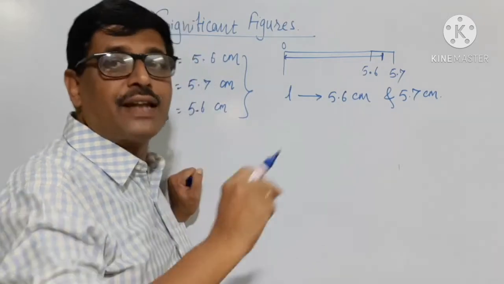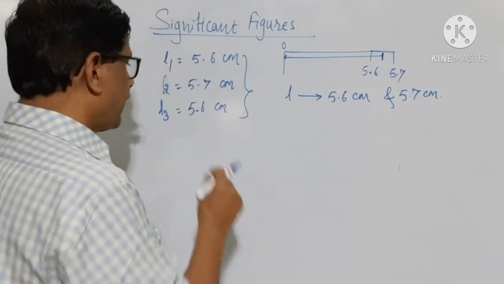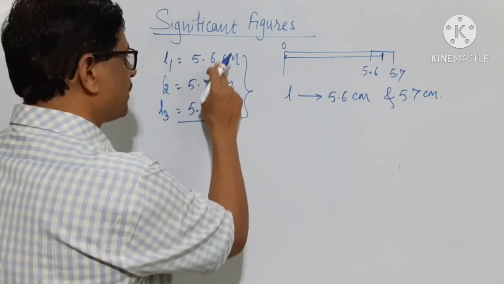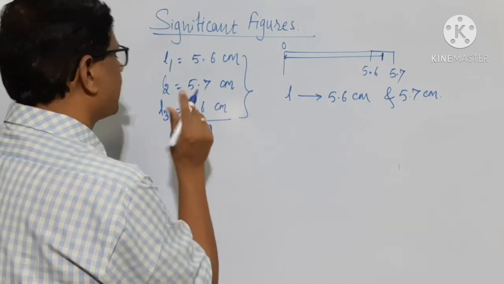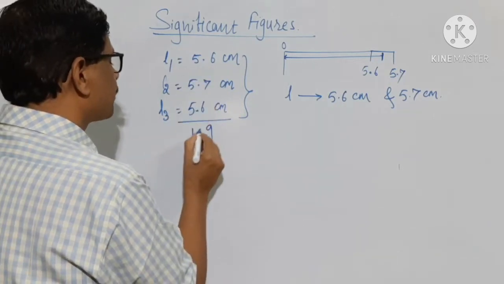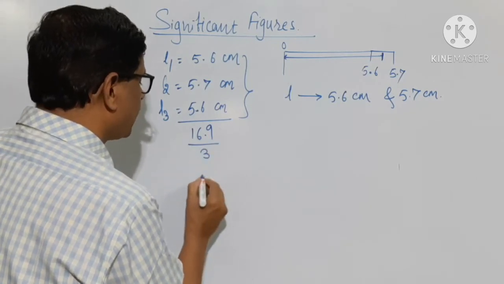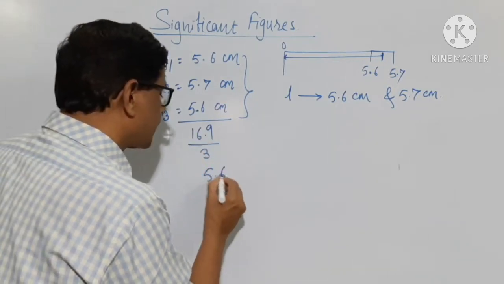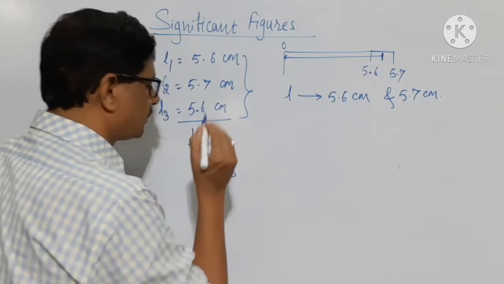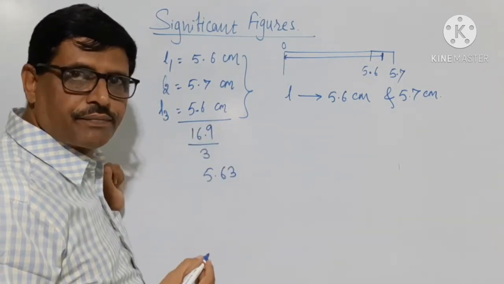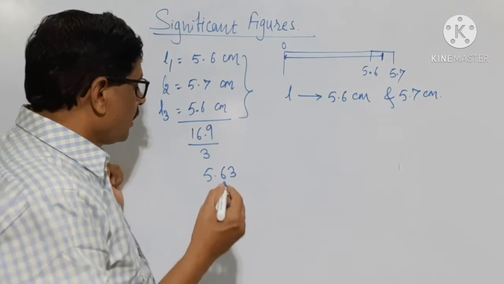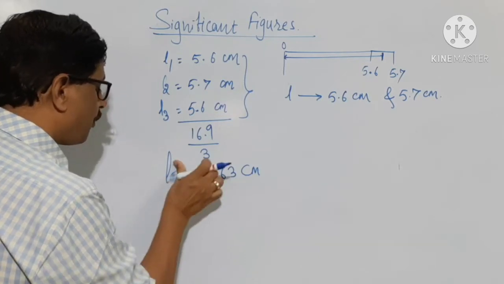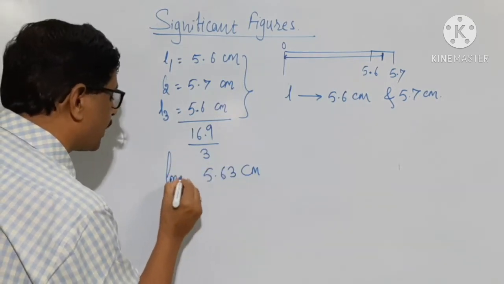What accurately the value is can be found out by taking the average of all. 6 plus 6, 12 plus 7, 19, carry 1, and 5 plus 5 plus 5, 16, divided by 3, it is 5 point, then 6, then 3. This is the value that we get. Now, this is the average length of the cap determined from 3 different readings.